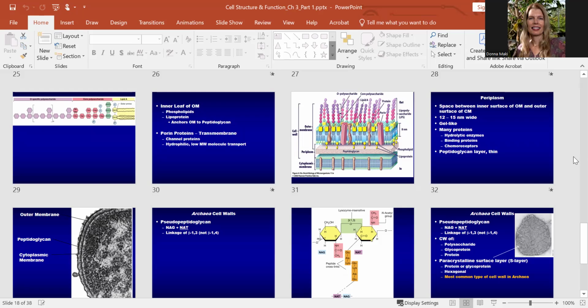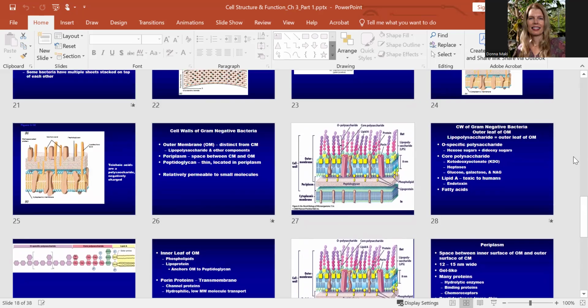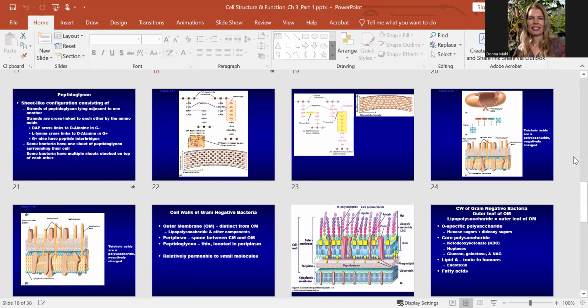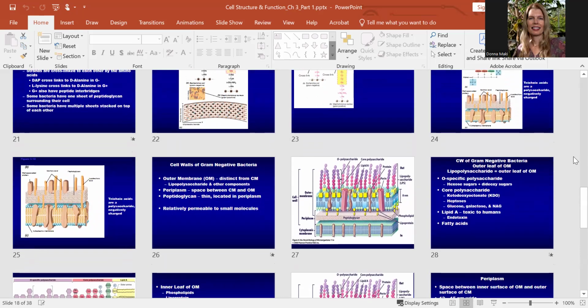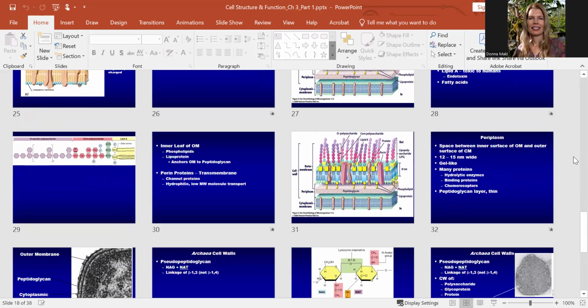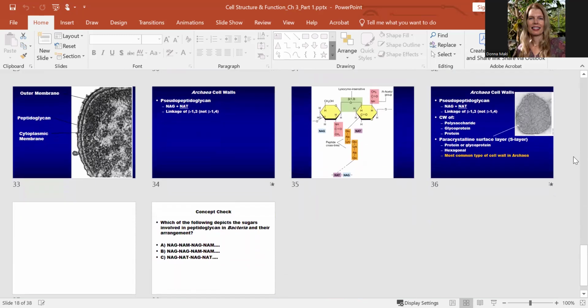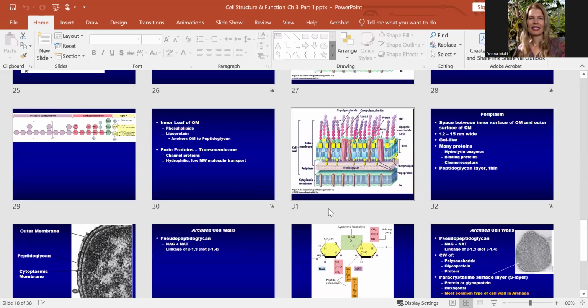It might be nice that you know beta 1,4, especially because that's what our lysozyme attacks. It's kind of a cool thing to know. So the beta 1,4 linkage is with true peptidoglycan, and that is what our lysozyme can attack and break down. Well, let's get into the second slide set on cell structure and function.